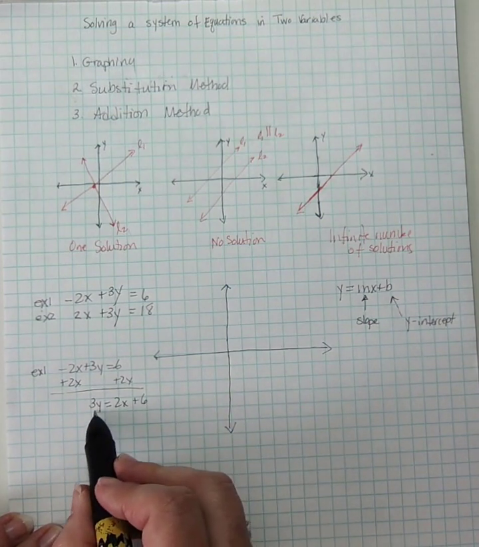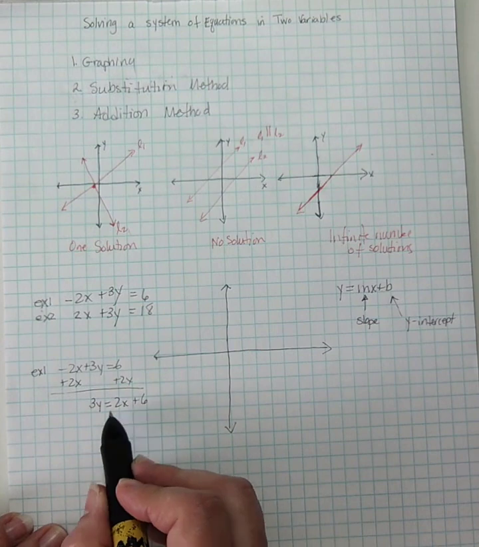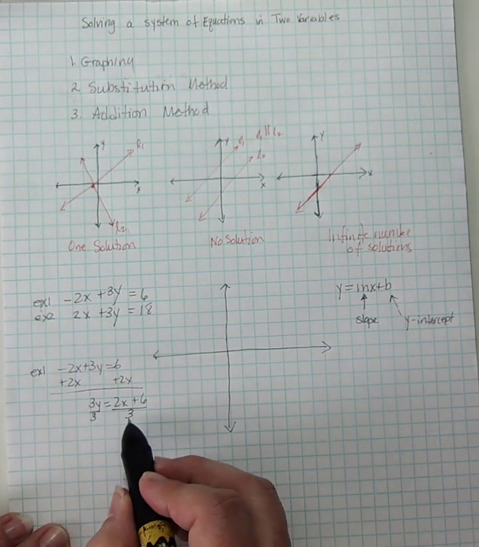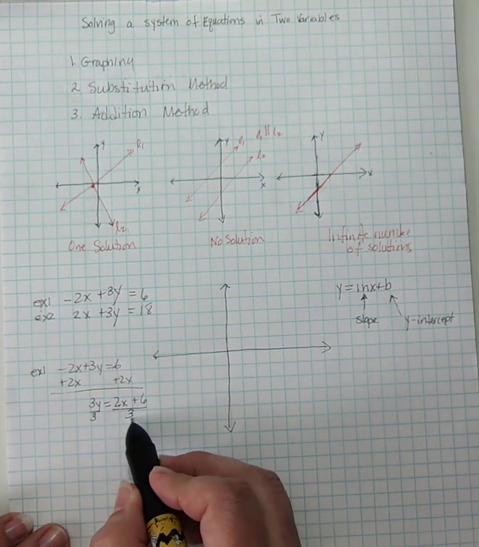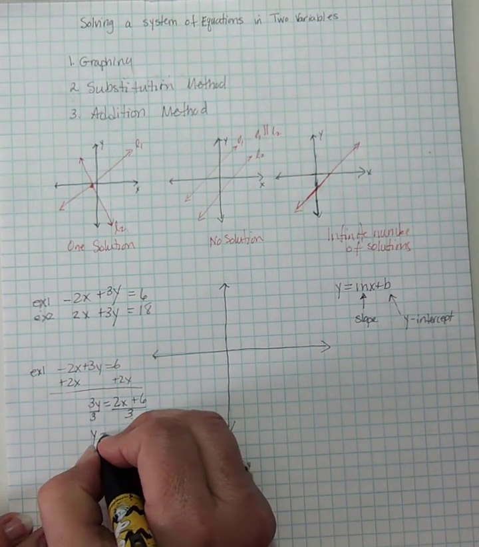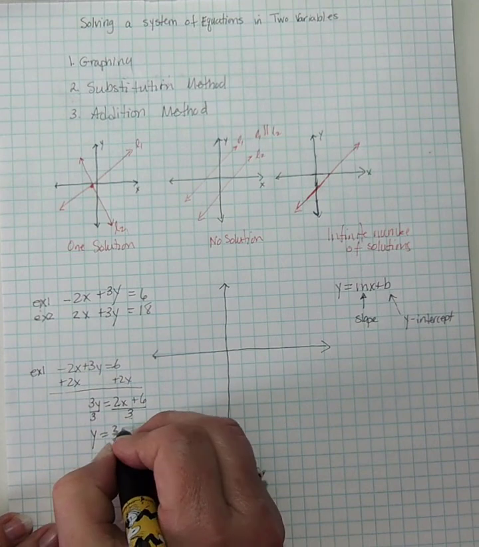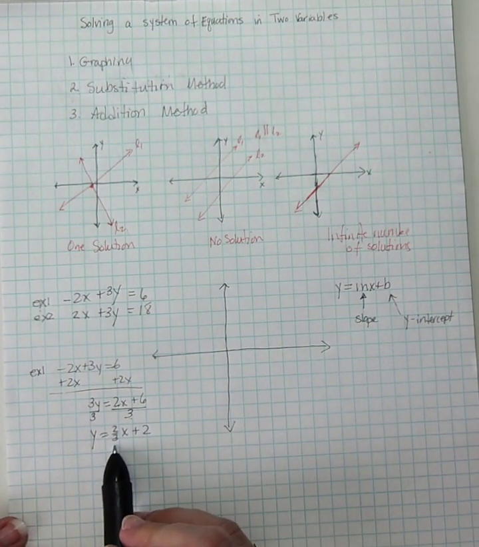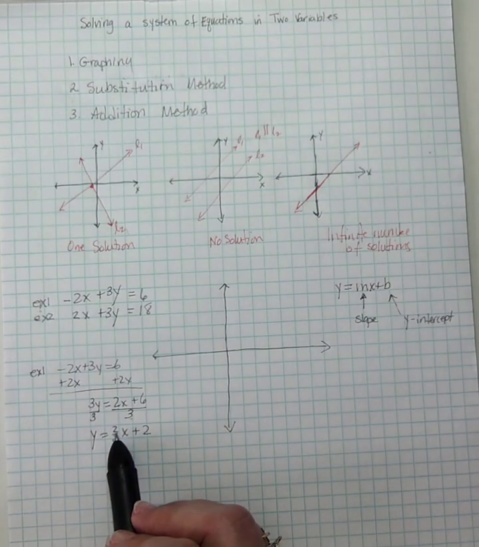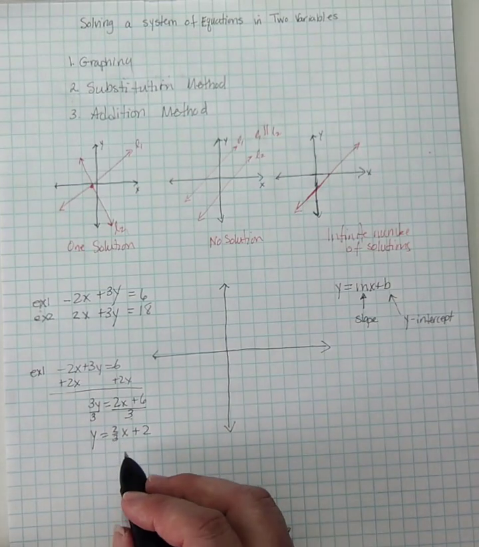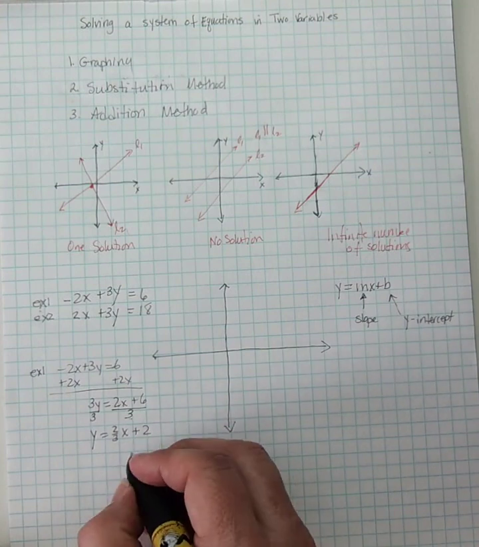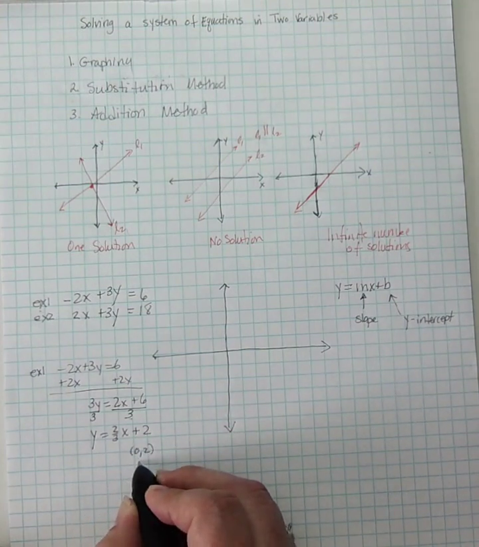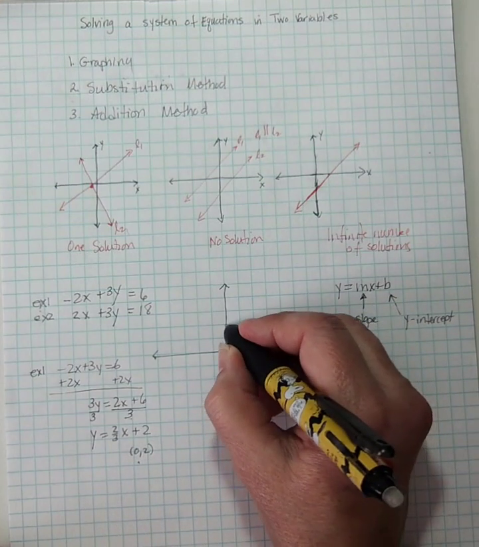Now I'd have to divide by 3, so I get y isolated. When we divide by 3, I'd have to divide the 2x by 3 and the 6 by 3. So I'd have y equals 2/3 x plus 2. So my slope is 2 over 3. It has a rise of 2 and a run of 3. So I know that this is my y-intercept. That's how we write the y-intercept. When x is 0, y is 2.